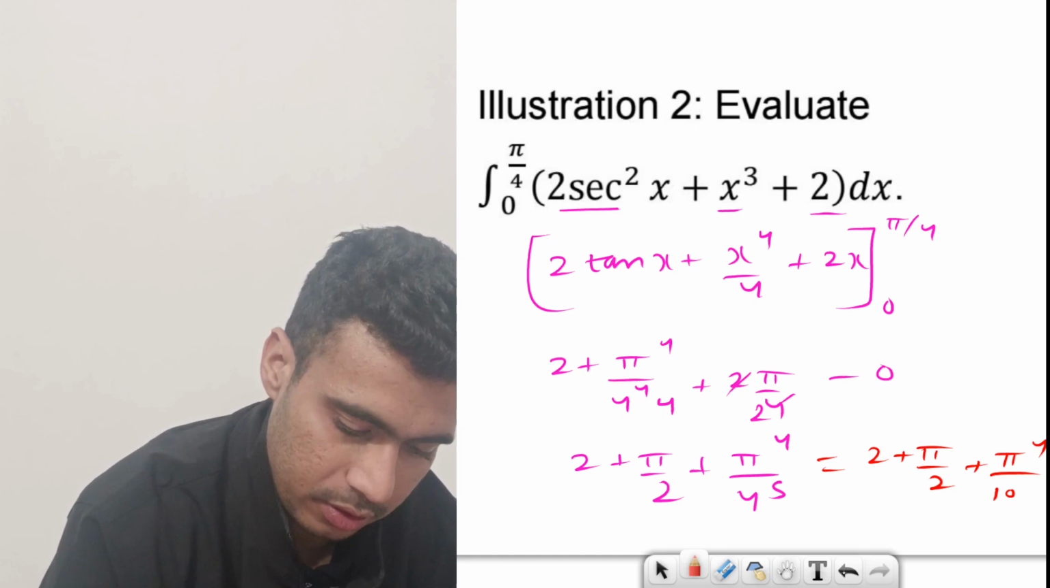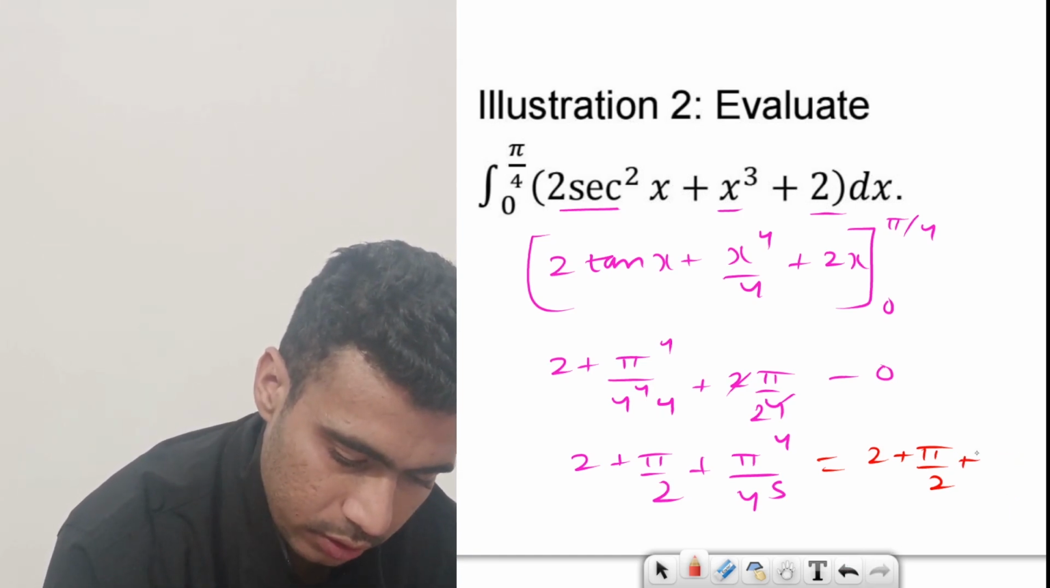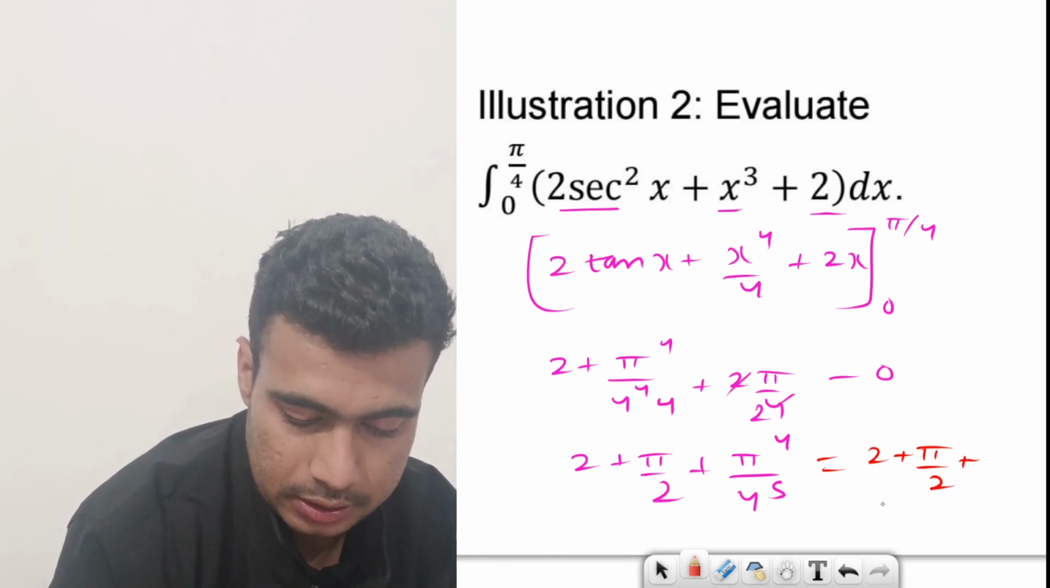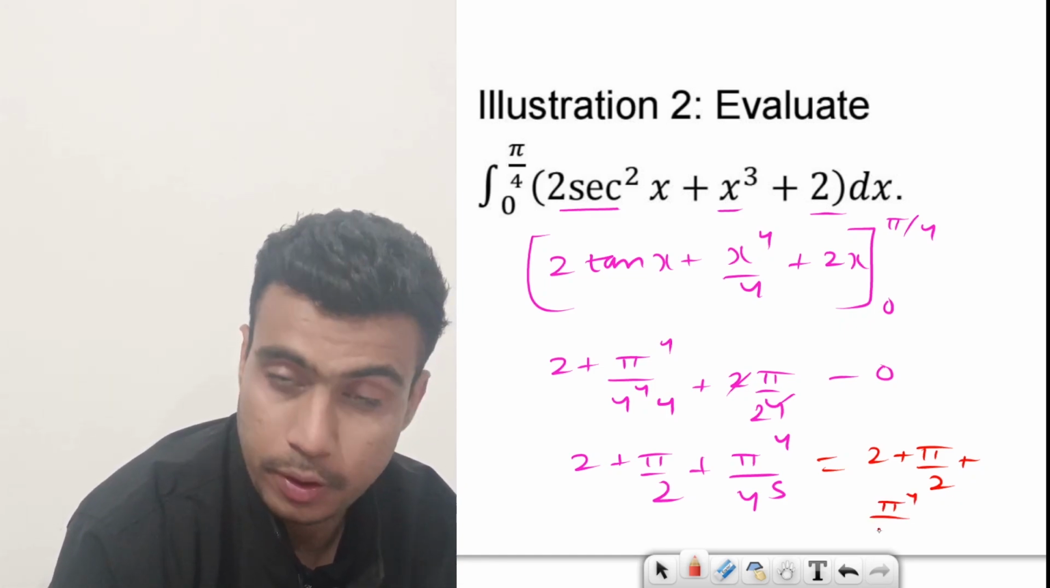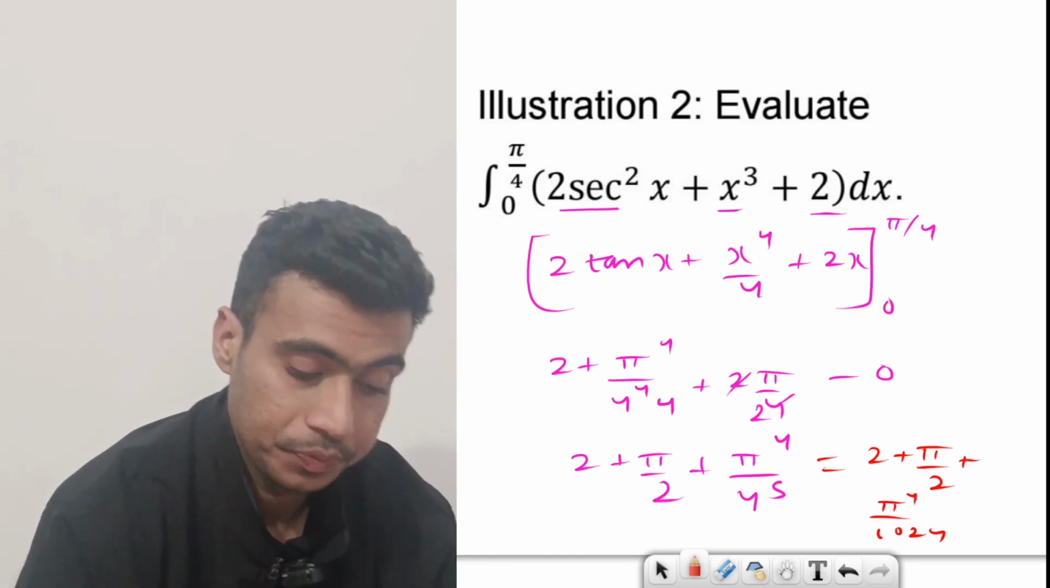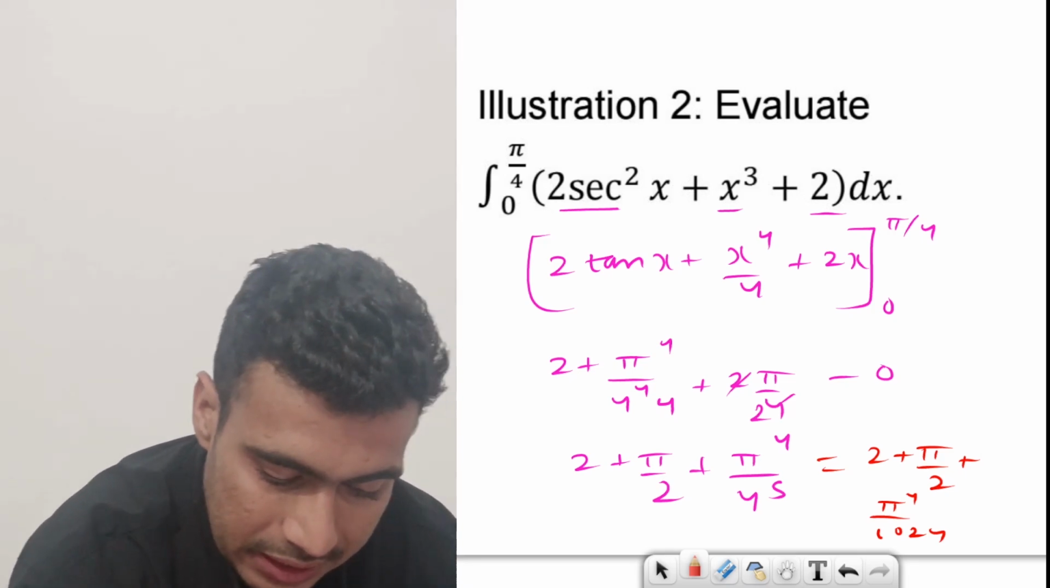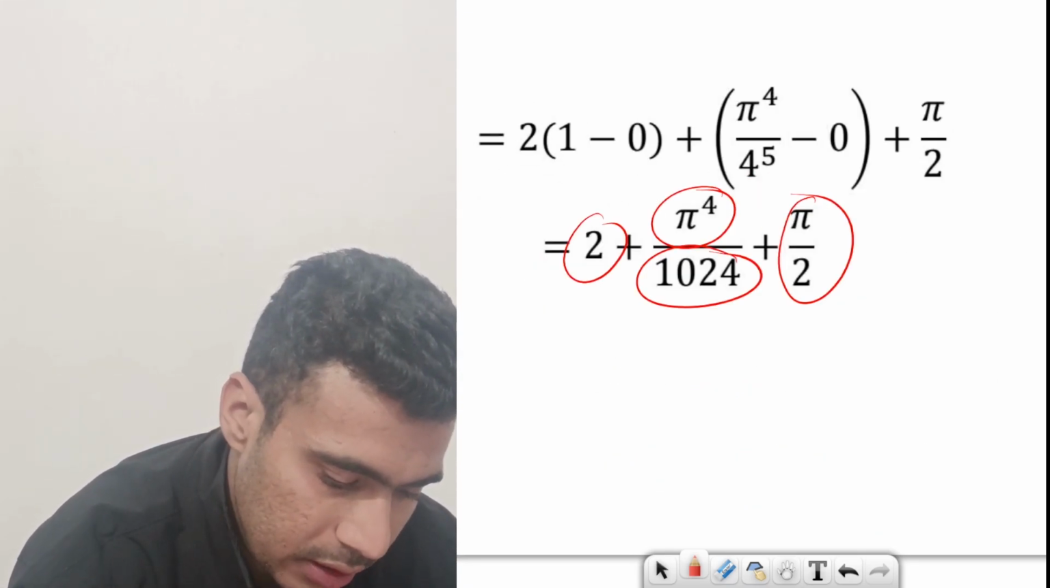Just give me a second, because here it will not be visible to you. So let me write it over here. So it will be like pi to the power 4 upon 1024. Fine. So you must get this now. Now let's move to the another question.